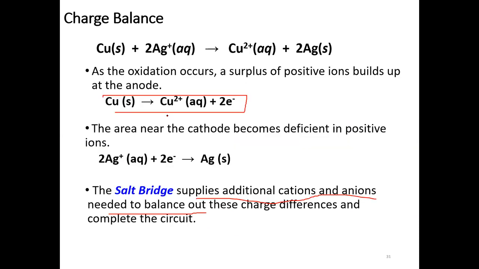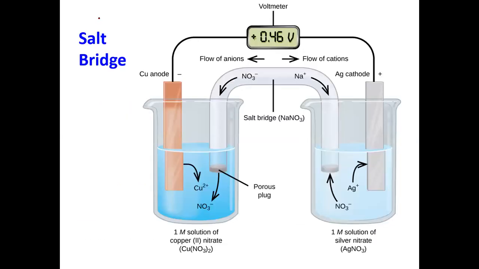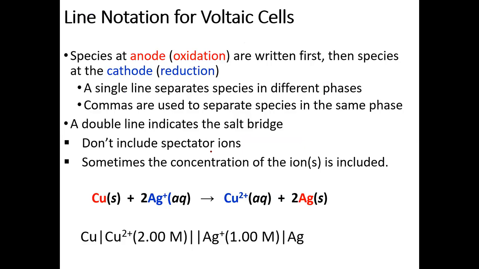So charge balance, when you look at the copper and silver, as the oxidation occurs, the surplus of positive ions builds up at the anode, and that's what I've tried to explain for you. So this is again an example of the salt bridge that we are looking at here. This is the salt bridge. Sodium nitrate, potassium nitrate can also be used.